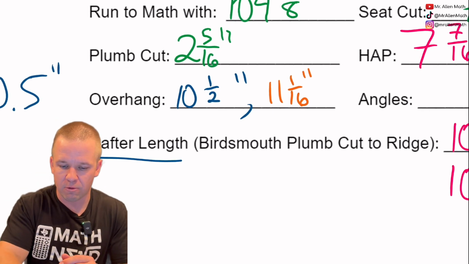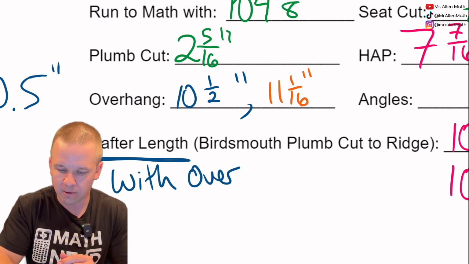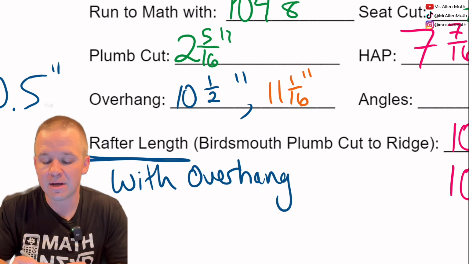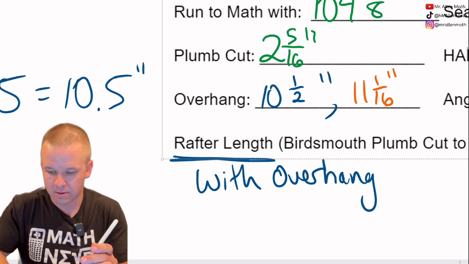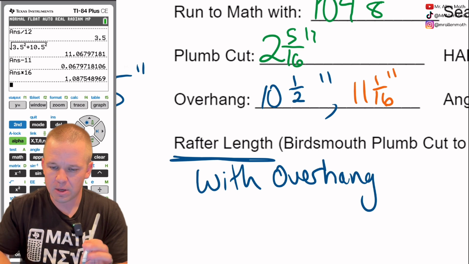I'm going to put this under here, Rafter length with overhang. We're going to add in that 11 and 1/16, okay? So, with overhang. Hopefully we can see everything there. Let me double check. Looks beautiful.